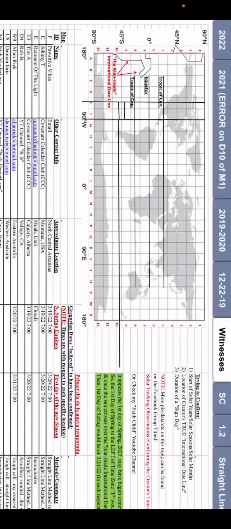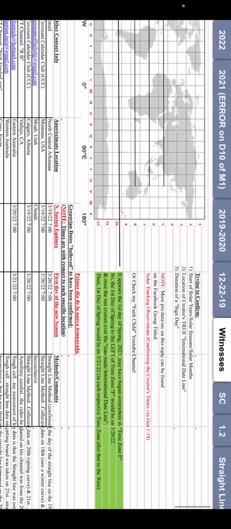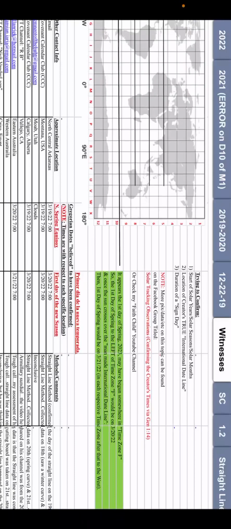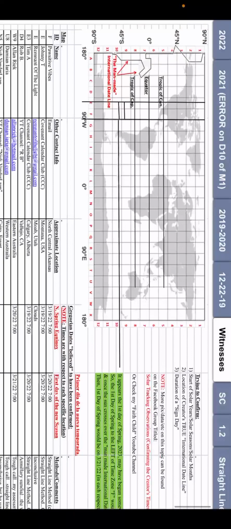But in a nutshell, the first day of spring to the left of time zone F seems like it would have fallen on the 20th this year. And then as the sun continues to travel west and crosses that man-made international date line, the Gregorian date would change for the first day of spring to the 21st. So then Australia's first day of spring would be on the 21st, Africa would be on the 21st, South America would be on the 21st, and the eastern United States would be on the 21st.